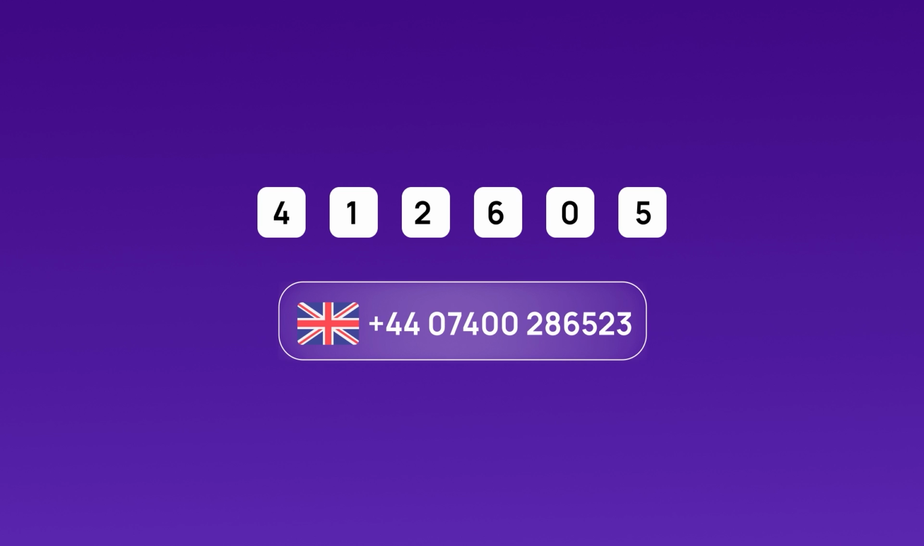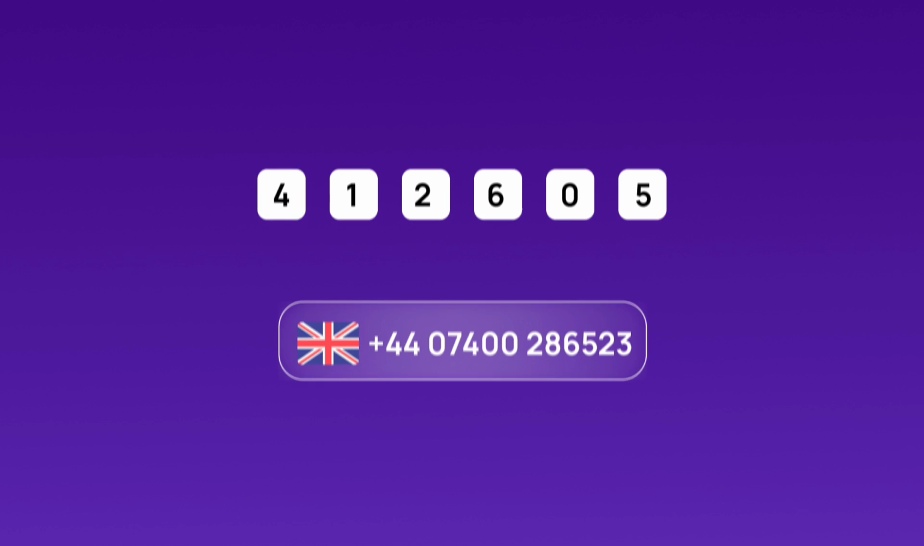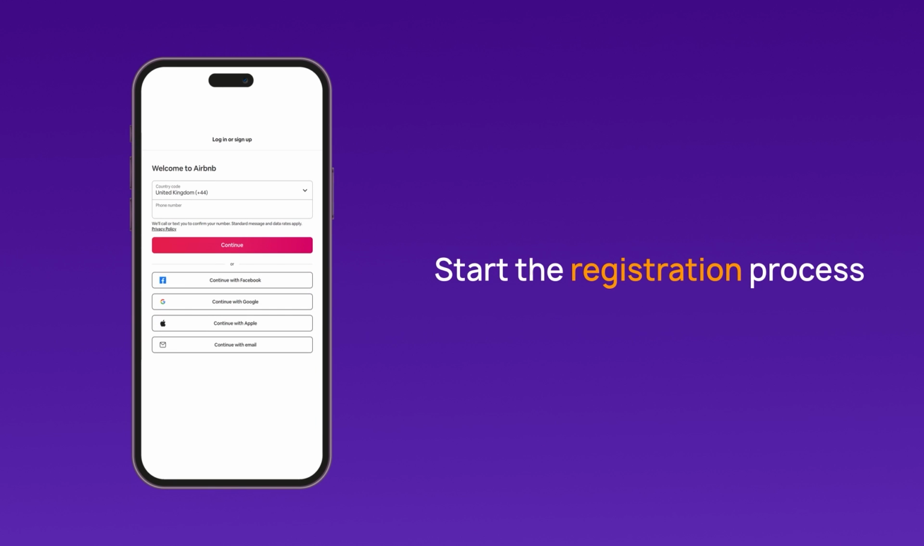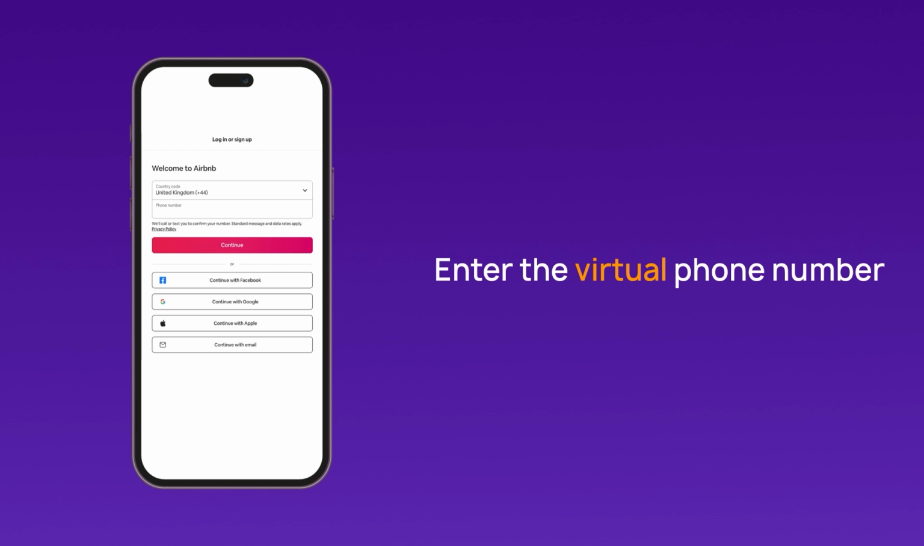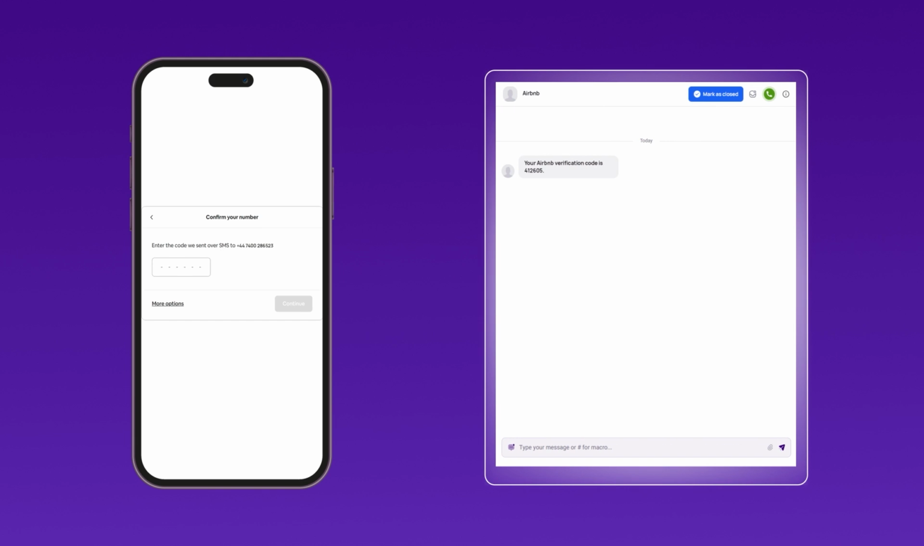Here's how you can easily verify your Airbnb account using a UK virtual number. Go to the Airbnb website or app and start the registration process. When prompted for a phone number, enter the UK virtual number you just purchased. After entering your virtual number, Airbnb will send an OTP verification code via text message, SMS. Enter the OTP code to complete the verification process.